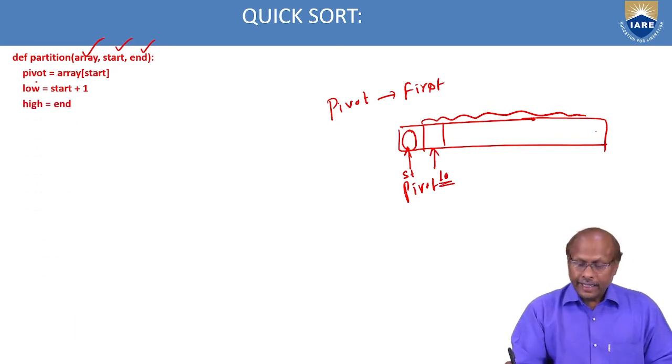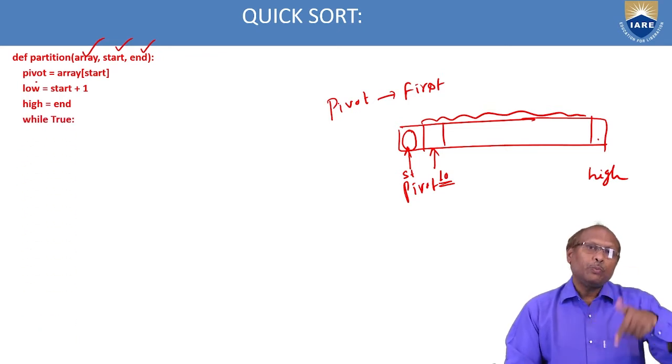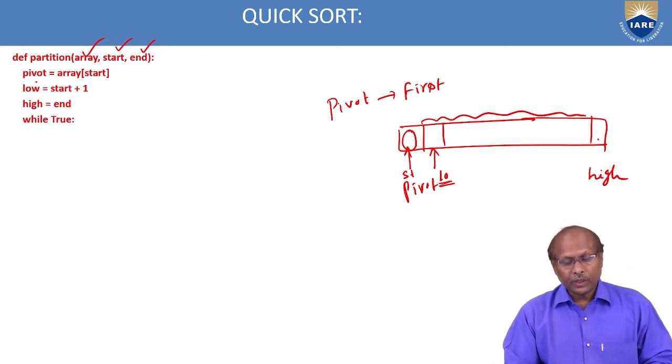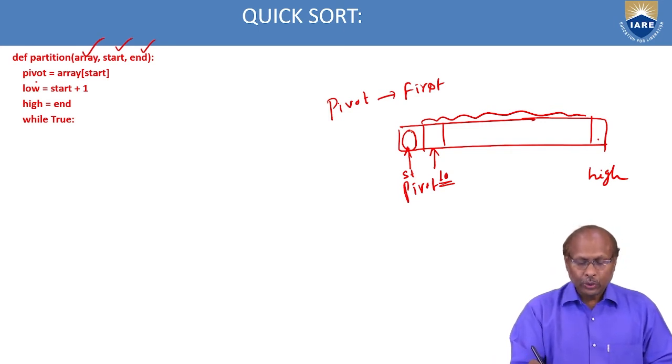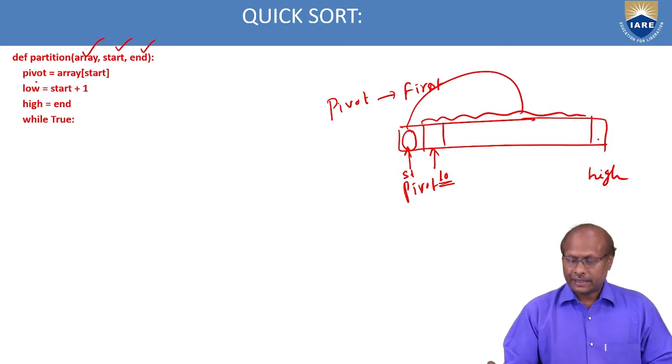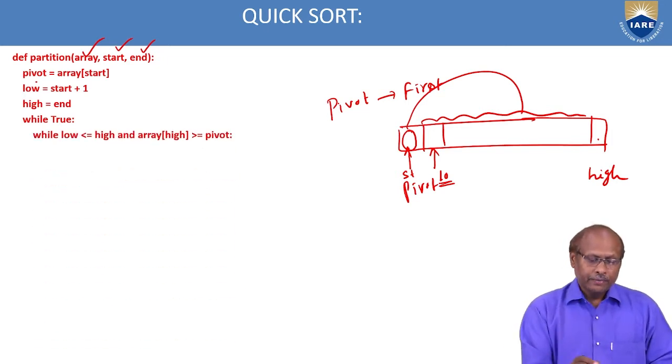And high is the ending position. Here I am maintaining two pointers. One is low, the other one is high. High is pointing to the end. Okay. Then here I will put a loop. This loop will repeat to find the position of the pivot, where exactly the pivot should be after sorting. So that the pivot has to come to the required place. So here this loop is now running.